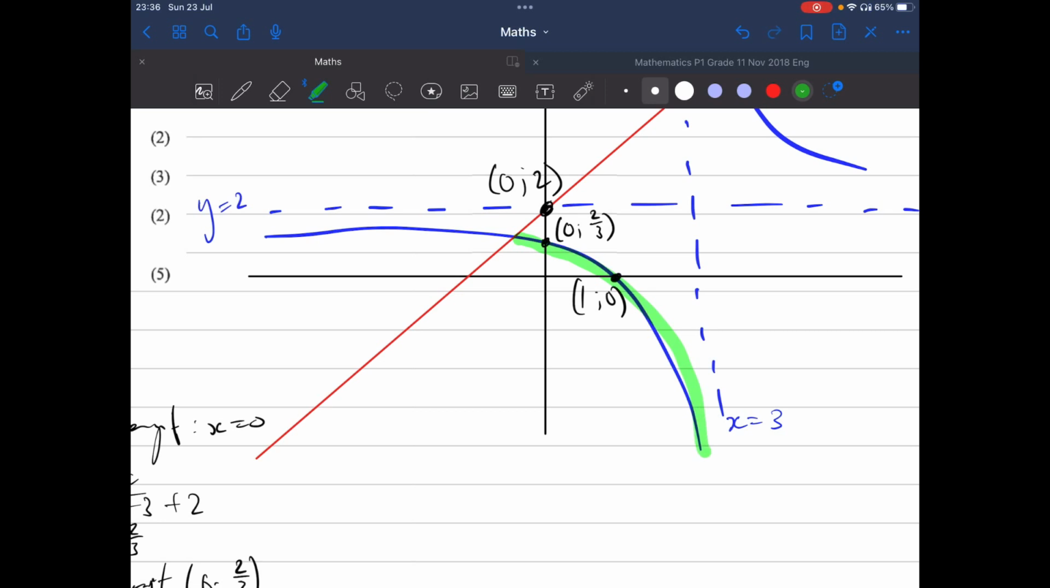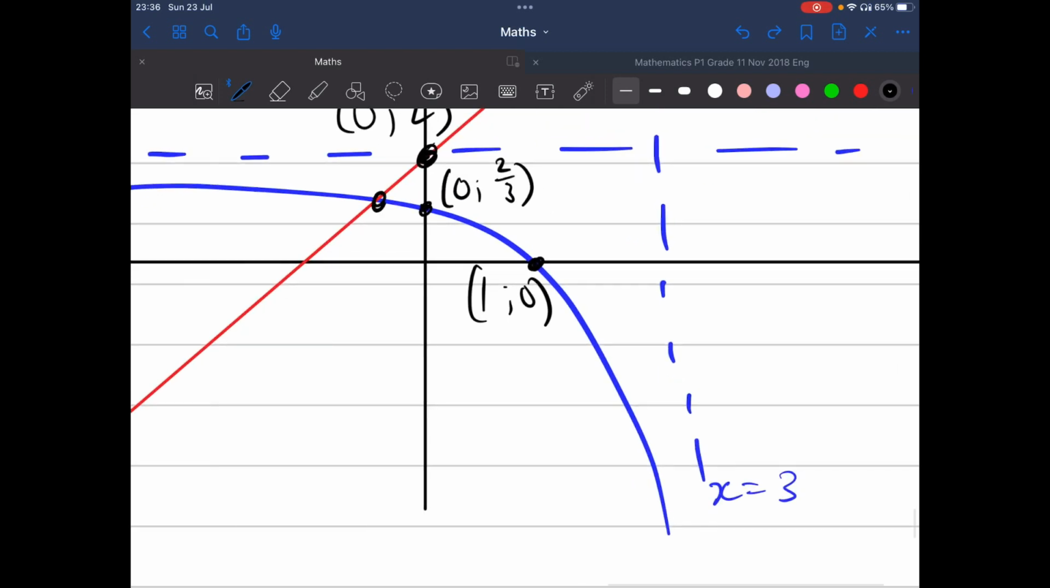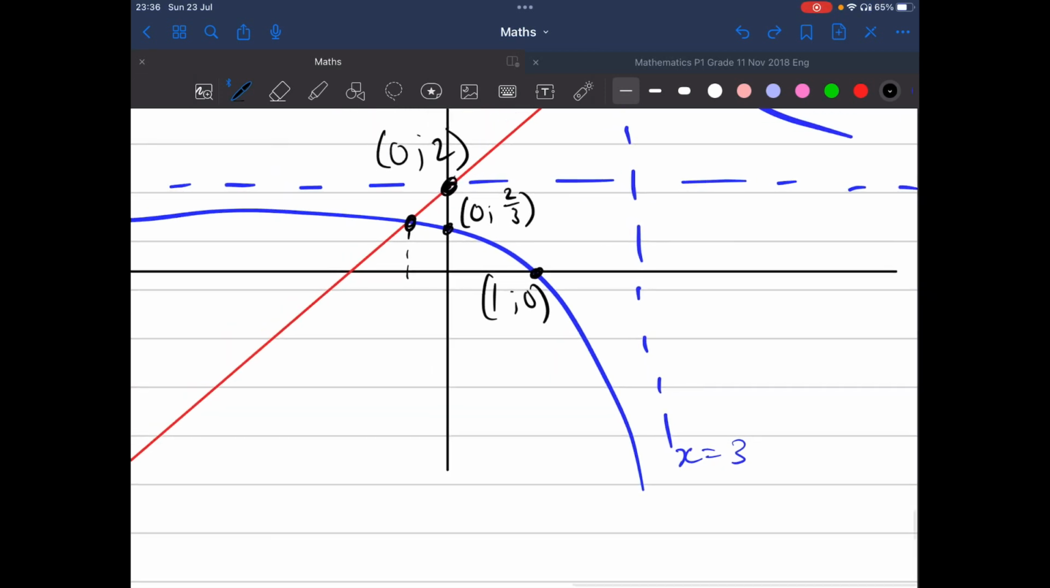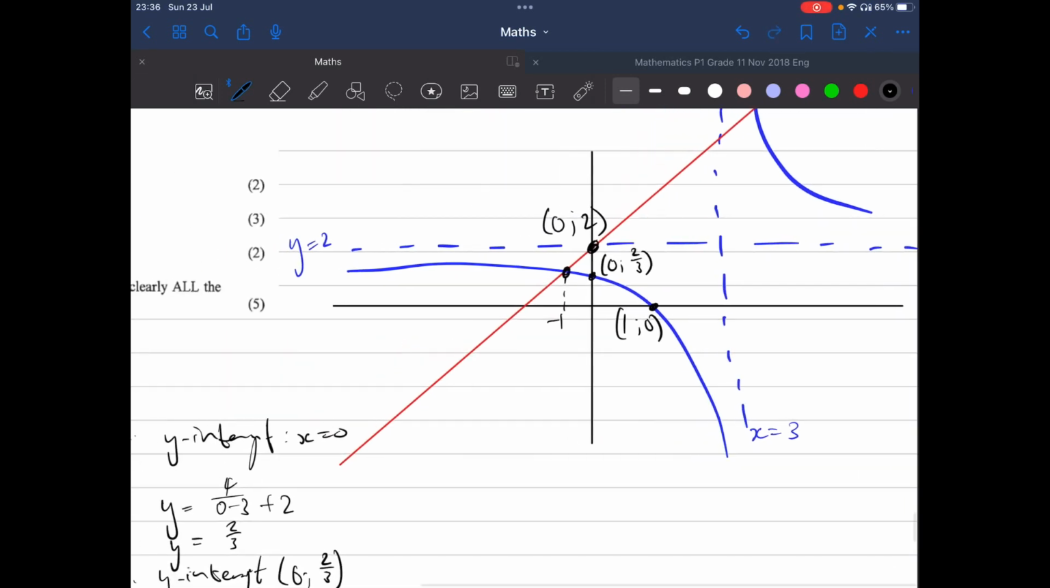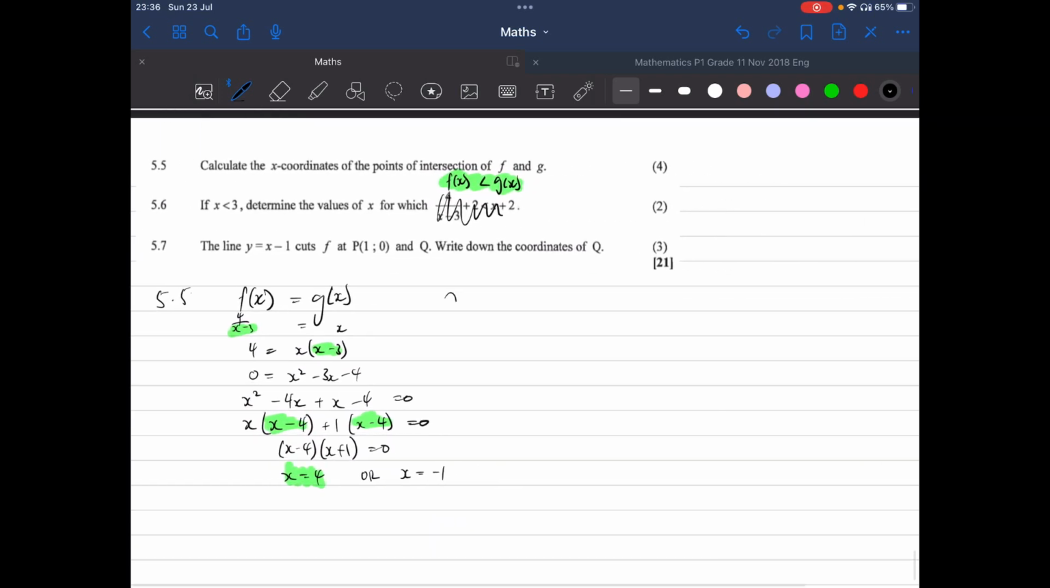You can see that if we start from here going in this direction, it's greater, right? You can see it's above the straight line. If we keep going, it's always above until that point of intersection, and from there till our asymptote, it's less than the straight line. So that's basically the area that we're looking for. Okay, so from here till there. And our x value here, remember, was -1. Okay, so our answer for 5.6 will be that x has to be greater than -1 but less than 3.